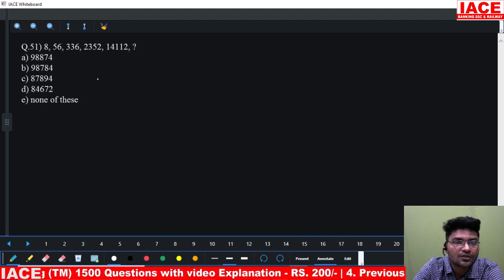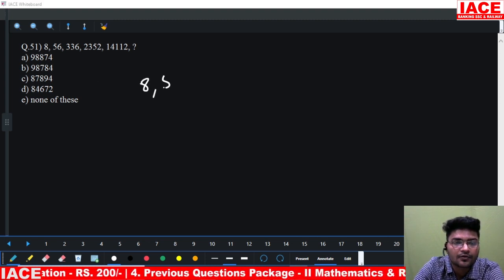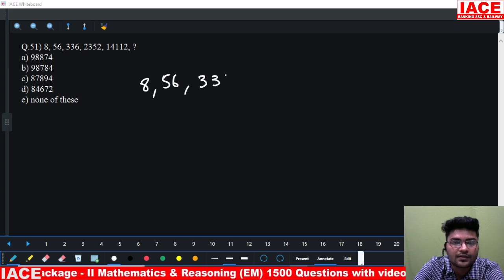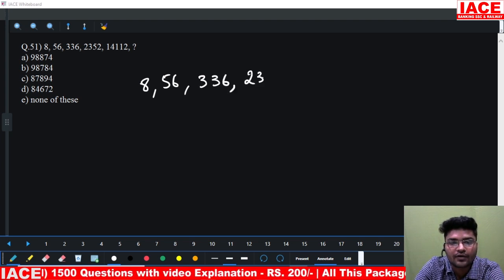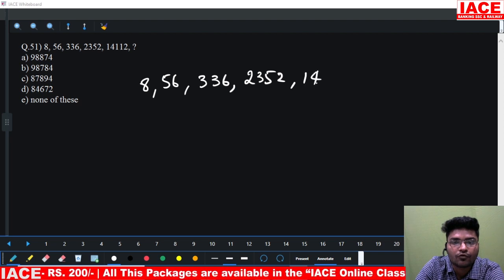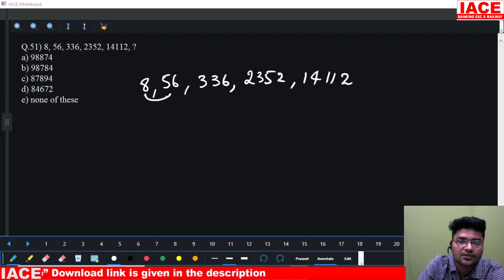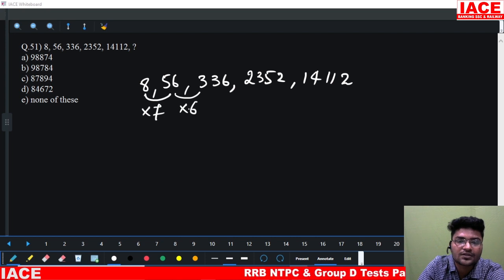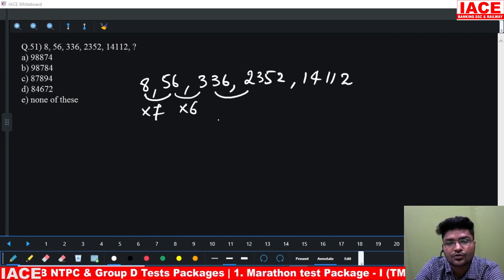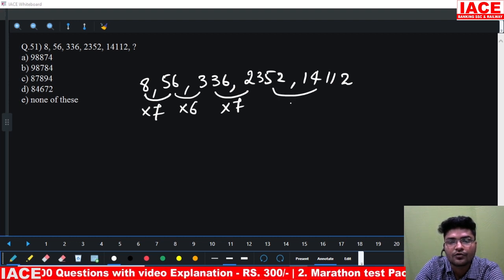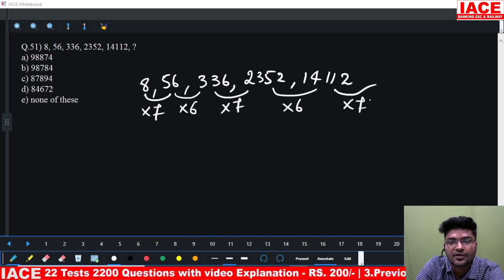Question number 51. 8, 56, 336, 2352 and 14112. 8 to 56: 8 into 7 is 56. 56 to 336: 56 into 6 is 336. 336 to 2352: into 7. Again 2352 to 14112: into 6. So last is into 7.